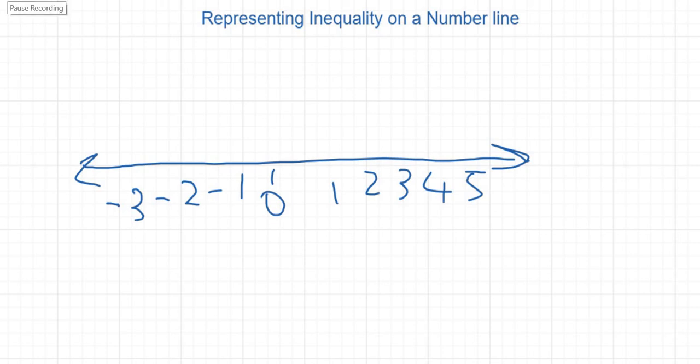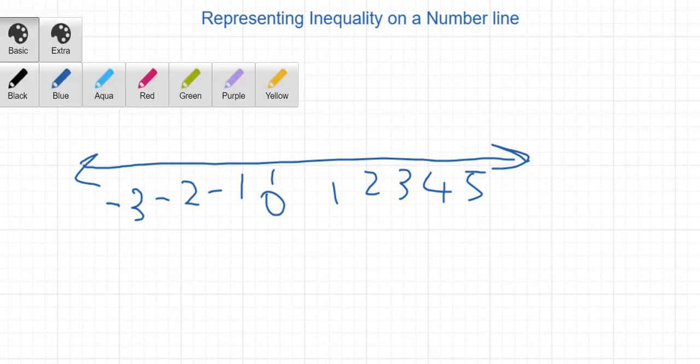So in this video, we want to look at representing inequality on a number line. So let's look at how we actually represent inequality on a number line.